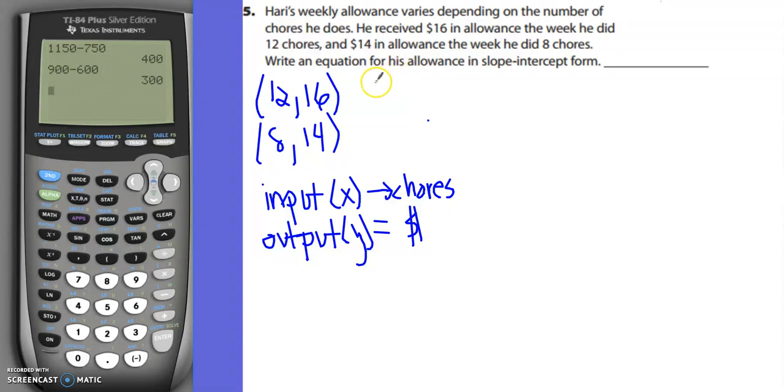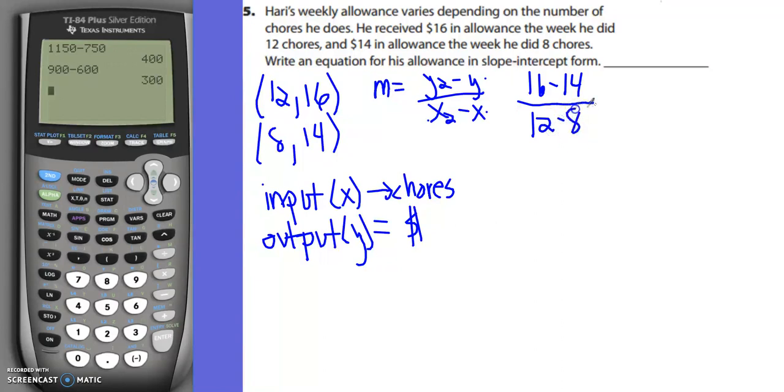Okay, we're going to do slope. So we're going to say y2 minus y1 over x2 minus x1. So let's make this y2, y1, x2, x1. 16 minus 14, 12 minus 8. So we have 2 over 4, which simplifies to 1/2. So the slope is 1/2, but we don't know the b.